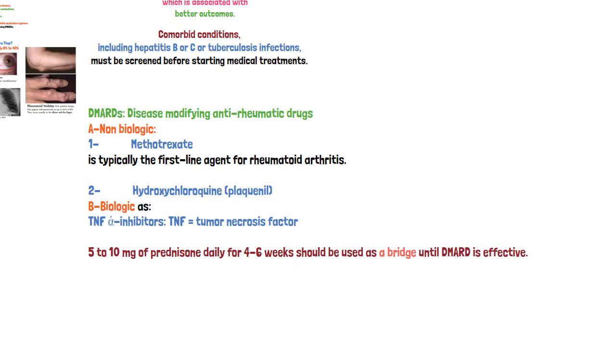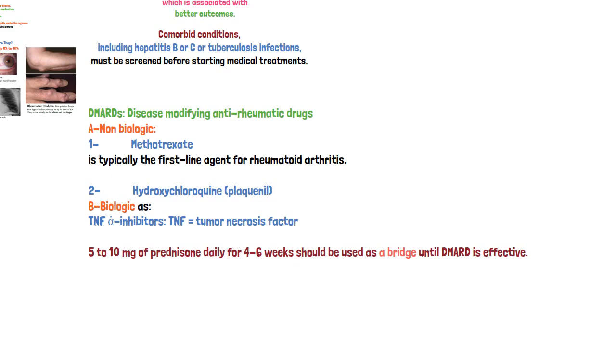Before starting DMARD, we use 5 to 10 milligrams of prednisone daily for 4 to 6 weeks because DMARD needs 4 to 6 weeks to be effective. So we use this prednisone daily for 4 to 6 weeks as a bridge until DMARD is effective.